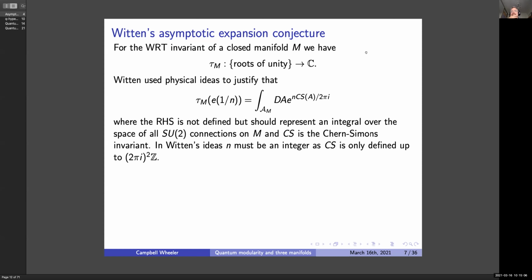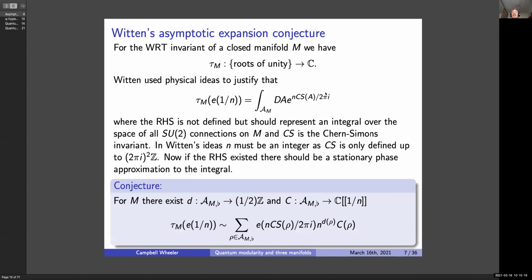The right-hand side doesn't make any sense, but if it did, we should be able to study this integral asymptotically for large n by using a stationary phase approximation. So then we come up with the following conjecture.